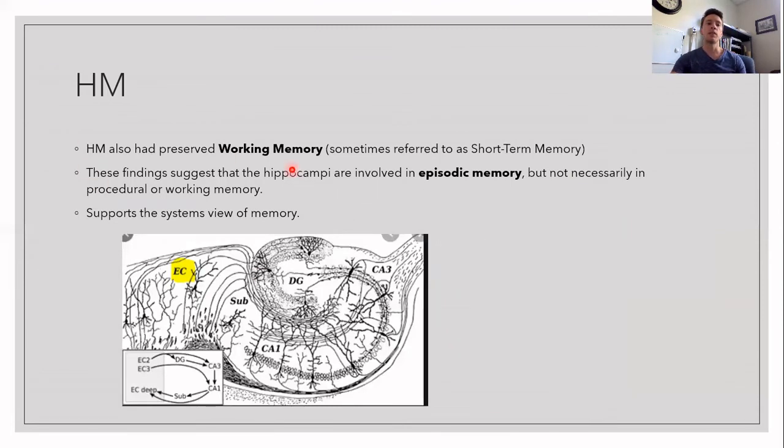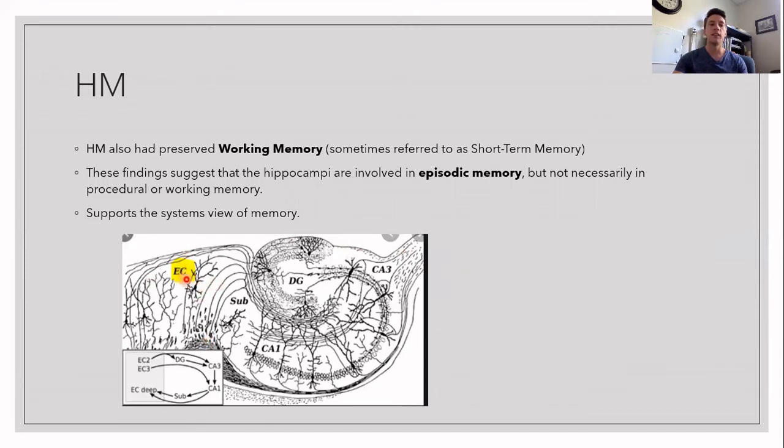So he also had preserved working memory. Again, this is sometimes referred to as short-term memory. We'll go into much more depth about working memory in our next set of lectures. And so these findings suggest that the hippocampus, which again, the hippocampi were the structures that were removed from his brain, are involved in episodic memory, but not necessarily in procedural or working memory. And this idea that some distinct neuroanatomical structure is related to one type of memory, but not other types of memory, is entirely in line with this idea of there being multiple distinct systems of memory, where each system of memory is supported by its own unique set of neural structures. So here's just an insert to show different regions of the hippocampus and surrounding cortices.